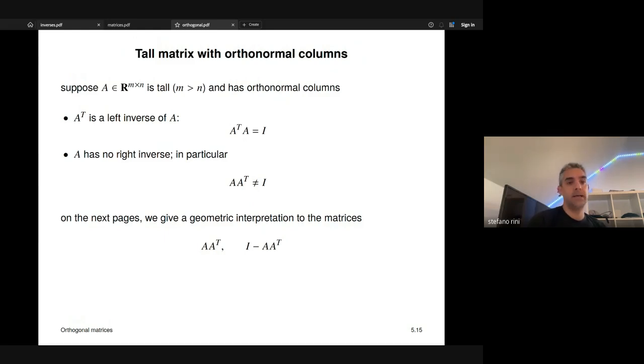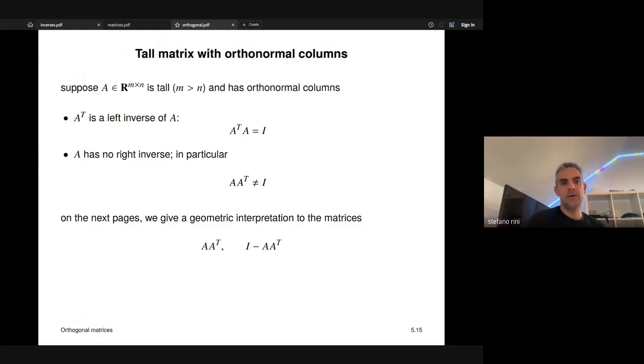Now we have a tall matrix with orthonormal columns. Imagine a tall matrix, right? In a sense, on a tall matrix, it's easy to have orthonormal columns because you have many dimensions that you can use to establish orthogonality.